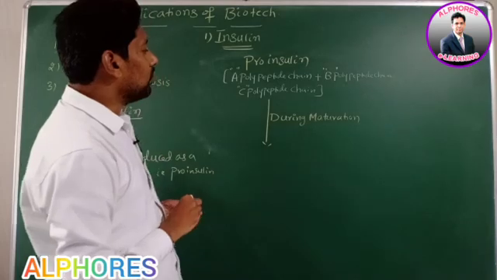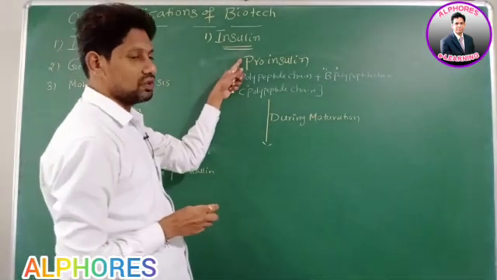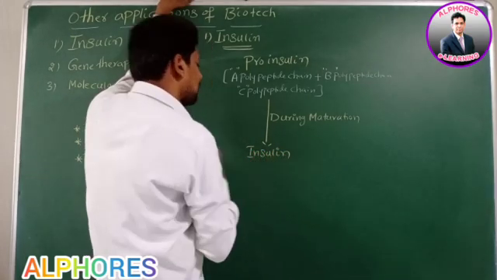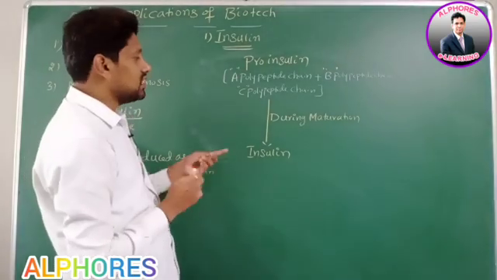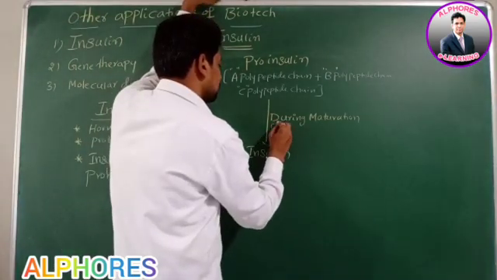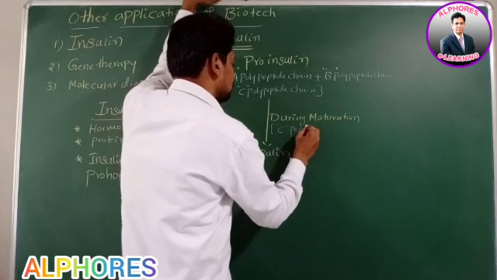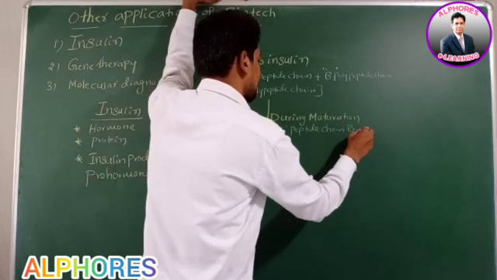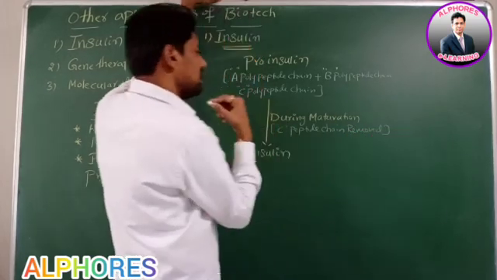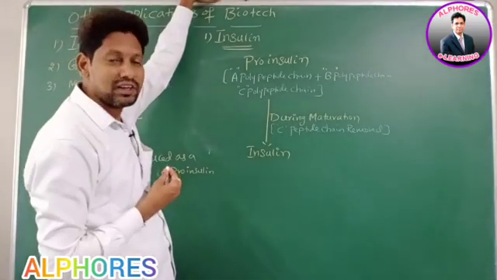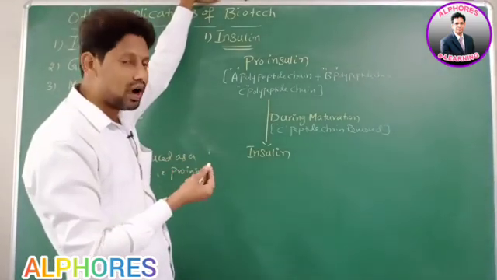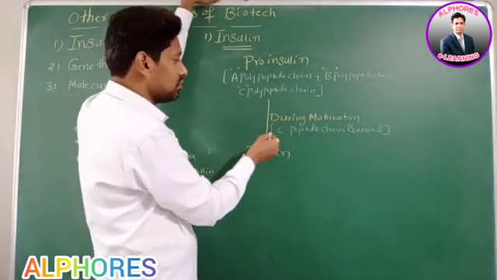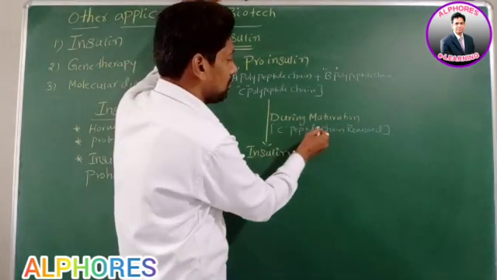Now listen here. During maturation of proinsulin to insulin, the C peptide chain is removed. What is removed during maturation of proinsulin to insulin? The C peptide chain is removed.